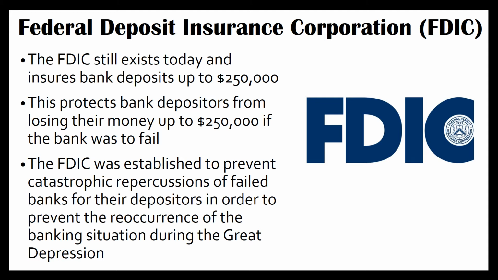So what the FDIC does is if you put $250,000 in the bank and the bank fails, the FDIC will give you back your $250,000. It's like an insurance policy. But if you have $260,000 in the bank, they're only going to give you that $250,000, so you're out $10,000. So that's something to keep in mind.